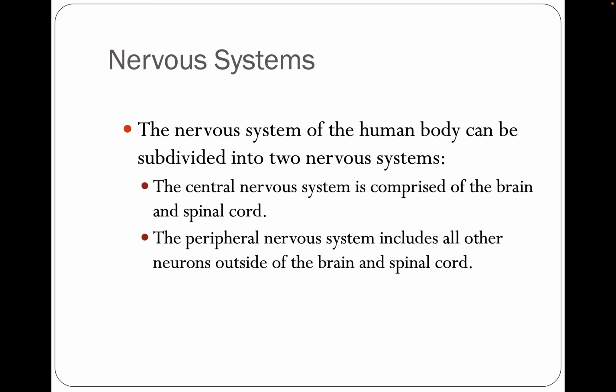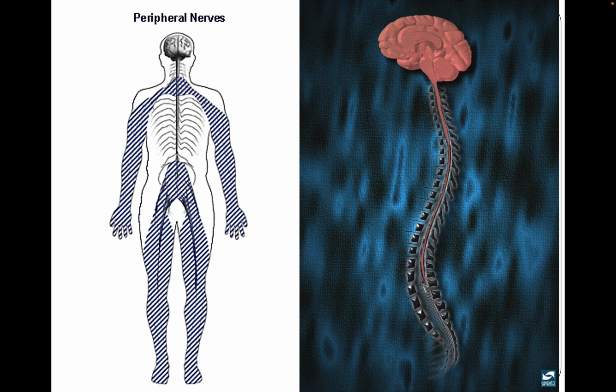Well, the nervous system of the human body can be subdivided into two nervous systems, the central nervous system and the peripheral nervous system. The central nervous system is comprised of the brain and spinal cord. All the other nerves, other than the brain and spinal cord, are the peripheral nervous system. And there are pictures. There you go, the brain, spinal cord. This is the central nervous system, and everything else is the peripheral nervous system.